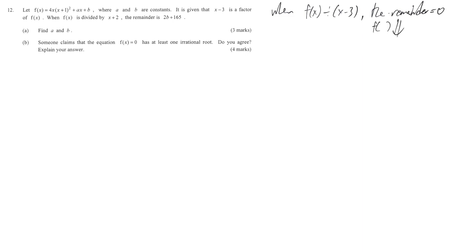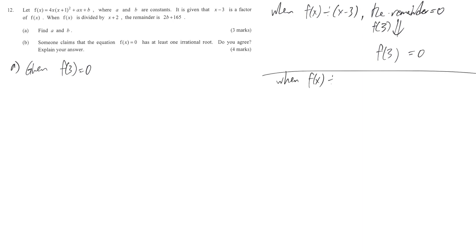We put a suitable x, which is 3, because 3 can make the divisor become 0. So that implies f(3) is equal to 0. But you are form 6 already, so you should notice that it's given f(3) is equal to 0 directly. You should write that down directly. And then after that, they give you the second sentence: when it is divided by another thing, then the remainder is this item. So you just write it down again.